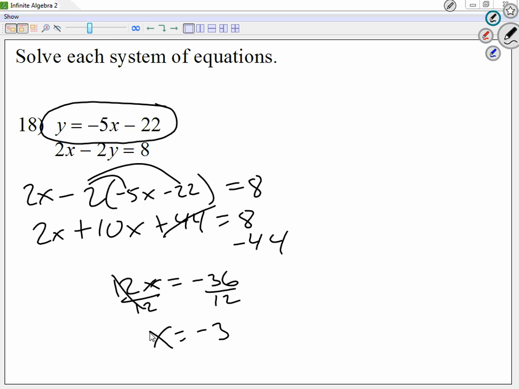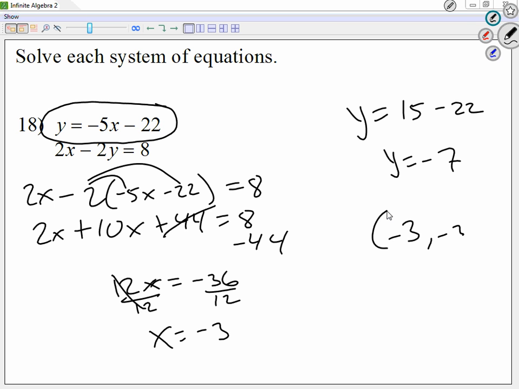So again, that's only half of the answer. For the other half, I'm going to say y equals, see how I have negative 5 times x? And I know negative 3 is x. So negative 5 times x, I'm going to call that 15, minus 22. So y equals negative 7. My answer should be negative 3, negative 7.